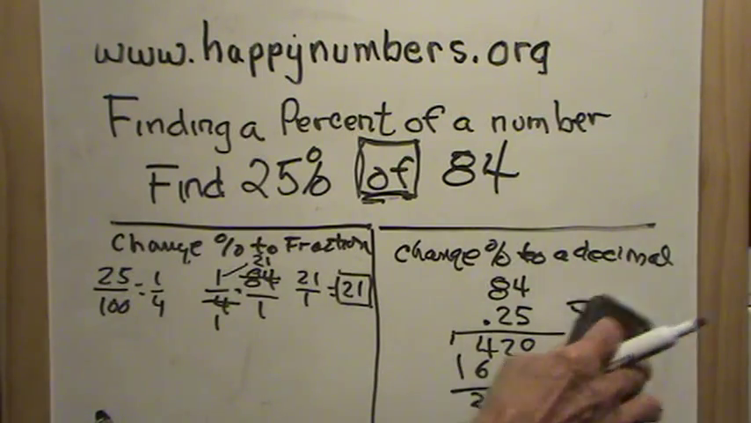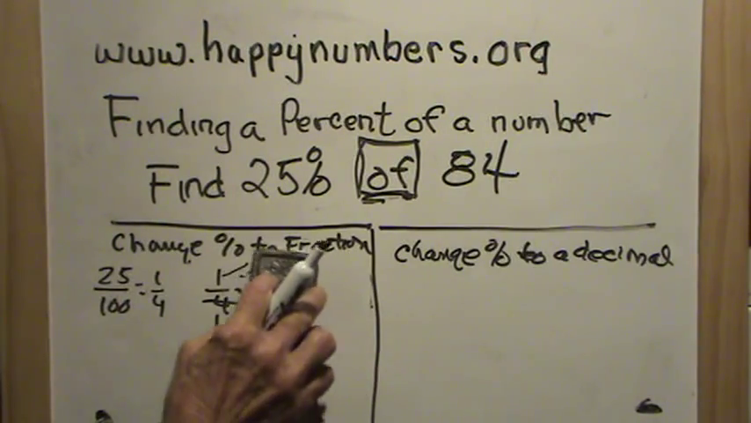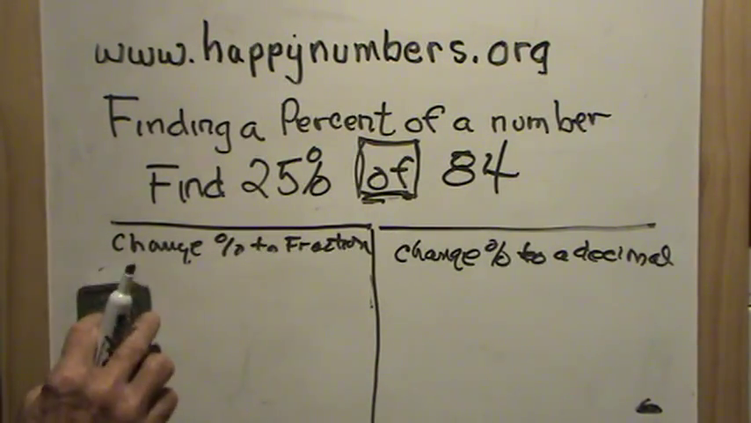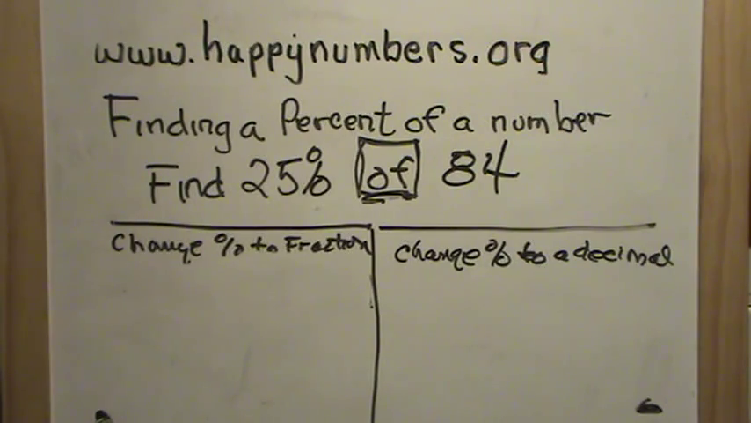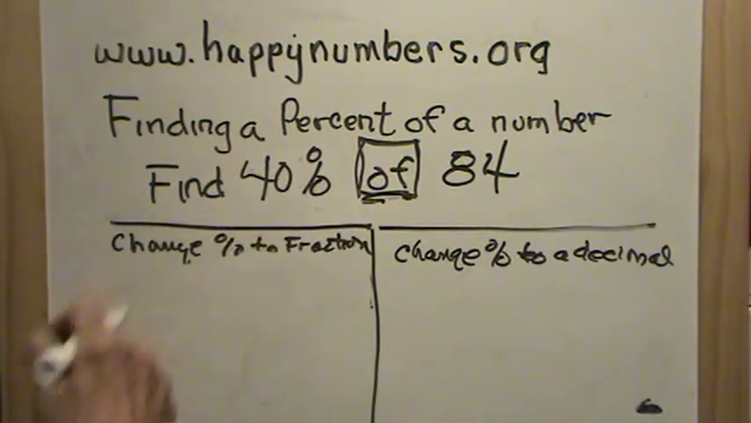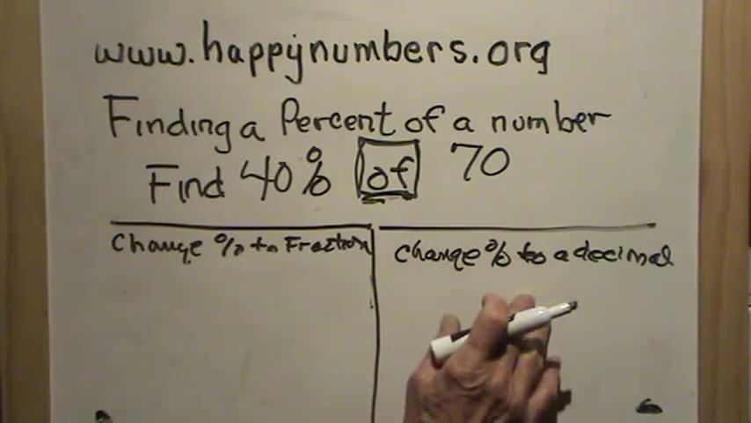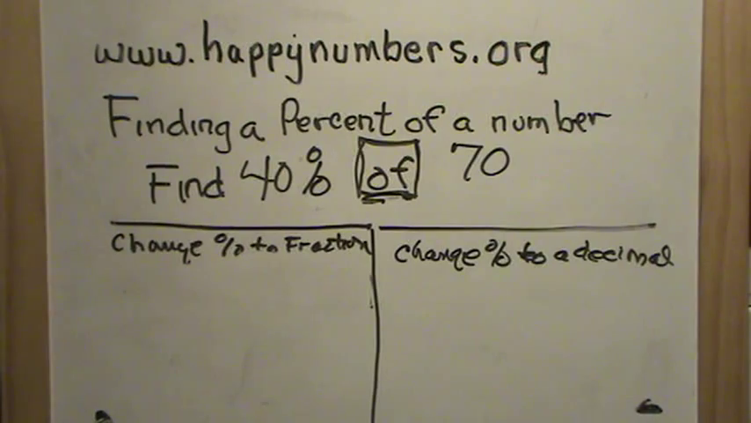So either method that I use, I'll have to try and write a little smaller so that I don't run out of the screen. So let me give you another one here. Let's say, put the problem up here. 40% of 70. 40% of 70. All right, we'll put your video or DVD on pause, work these problems, do it this way, and then turn it back on and we'll take a look at it.